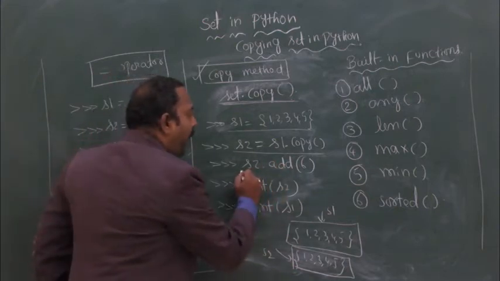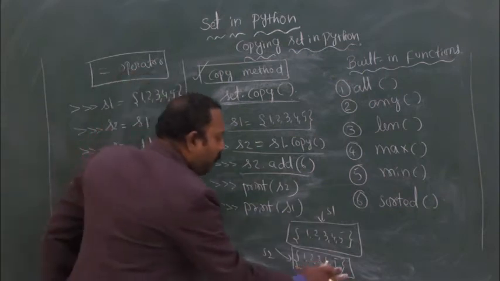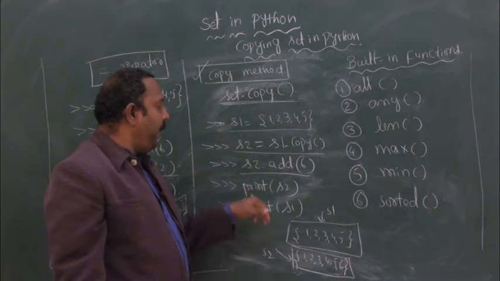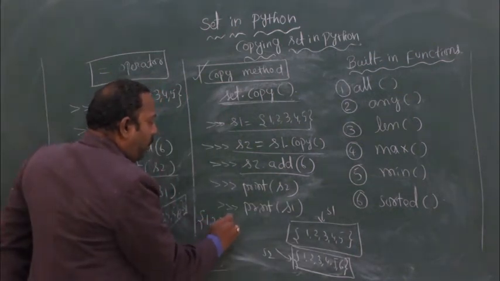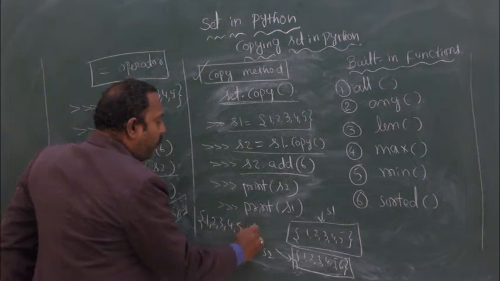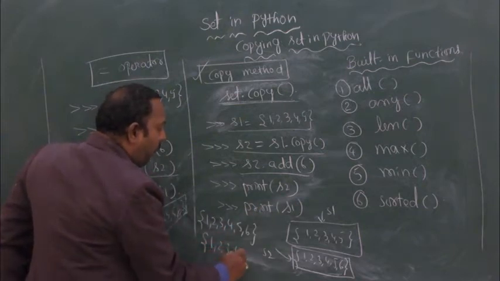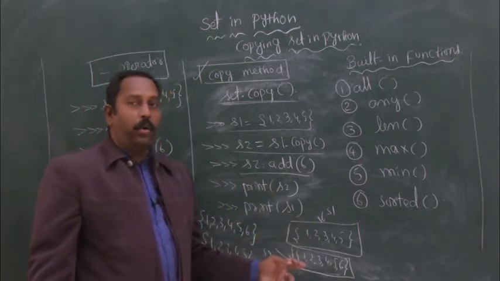Now S2.add(6) means in S2 another element is added here. So 1, 2, 3, 4, 5, 6 will be in S2. Print S2, what is the output you'll get? You'll get 1, 2, 3, 4, 5, 6. Print S1 and you'll get 1, 2, 3, 4, 5 only, because both are pointing to different locations.